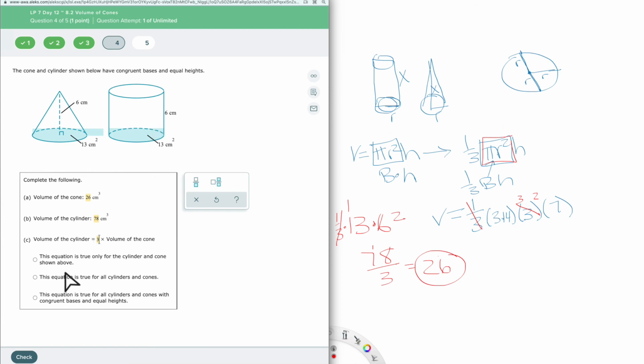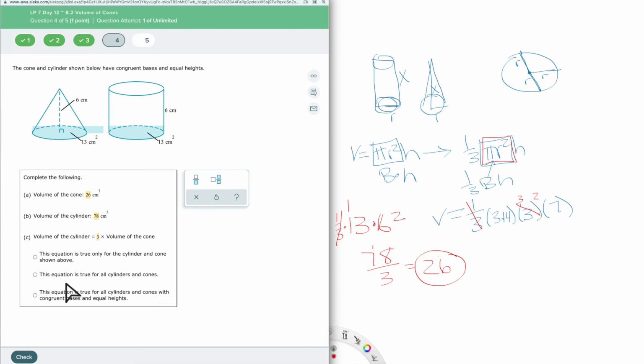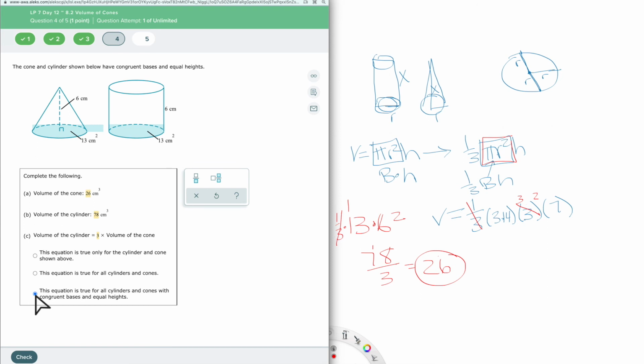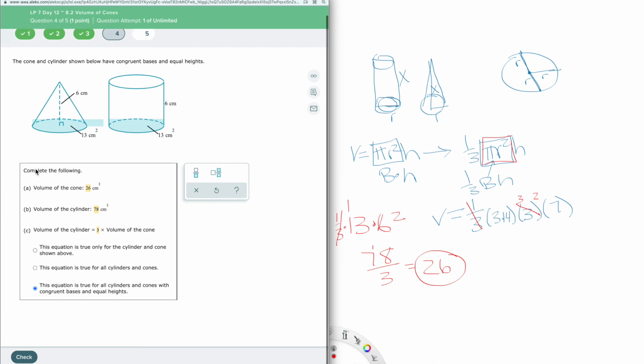So this equation is true only for the cylinder and cone shown above? Nope, it's definitely true for every single cylinder and cone as long as they have the same base area and equal heights. It could also just be the same radius or same diameter and heights, because if they had the same radius or diameter, their base areas would be the same since you calculate them exactly the same way.